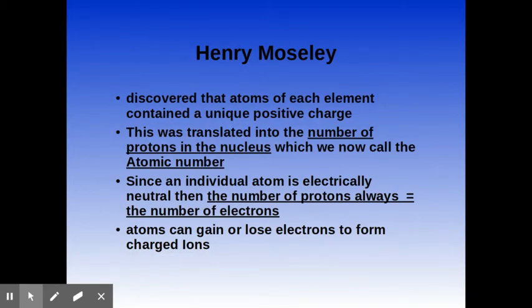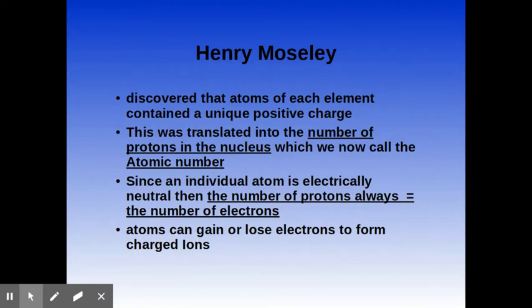Okay, one person we haven't talked about yet is Henry Moseley. So, Mendeleev, he puts things in this periodic table, and that's all great, but he has some problems. He has them in order of increasing atomic mass. Well, turns out that there were some issues, and things weren't quite where they should be. And so Henry Moseley comes along and discovers that atoms of each element contain a unique positive charge. And he translates this into the number of protons in the nucleus. So lo and behold, now we have this atomic number, which is going to fix all of Mendeleev's problems with the periodic table.